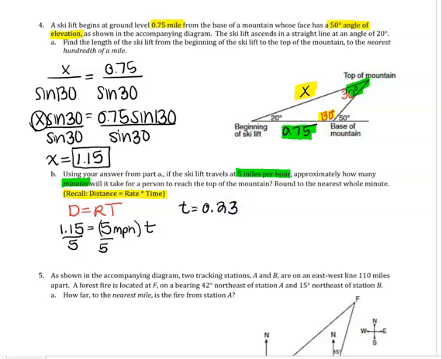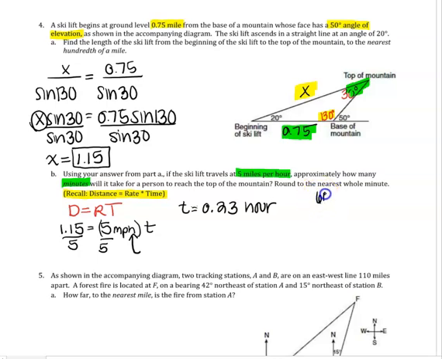Here's the thing though. They want my answer in minutes. That doesn't make sense for minutes. Think about that. You travel up a ski lift 0.23 of a minute. Yeah, that does not make sense. But if it's in miles per hour, that means they're giving you 0.23 of an hour as a unit here.